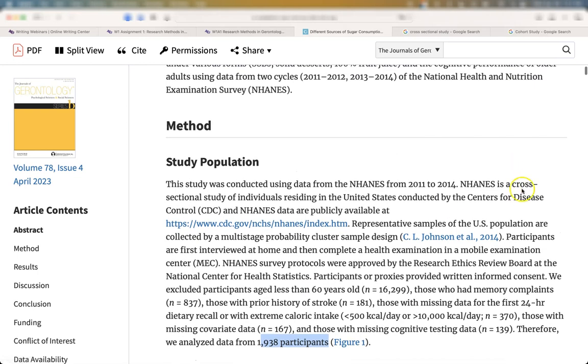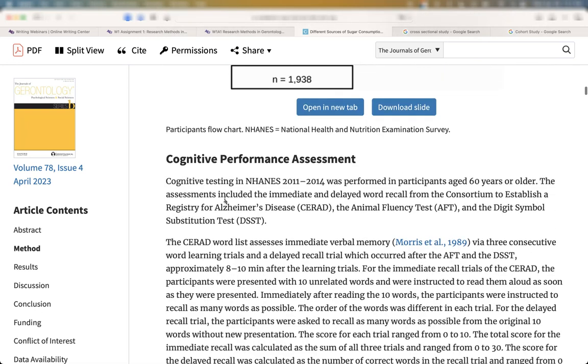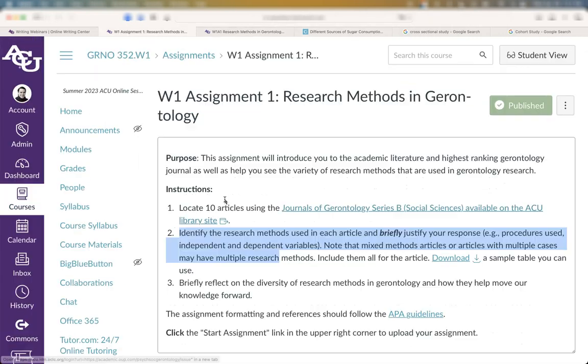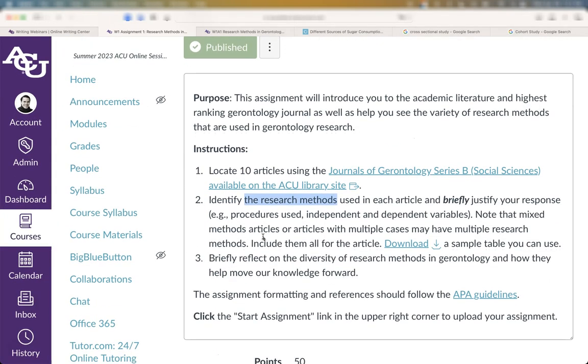But going back to this, a cross-sectional study was conducted, or analysis of the data collected for the cross-sectional study, which in its end point also means that we are doing a sort of cross-sectional study, focused on a subset of it, but again, using cross-sectional data. And if we look at this assignment here, it says, identify the research methods used in each article and briefly justify your response. So by explaining what they did, if you say, oh, they used a quantitative cross-sectional study design, okay, well, what did they do that meets that description here?